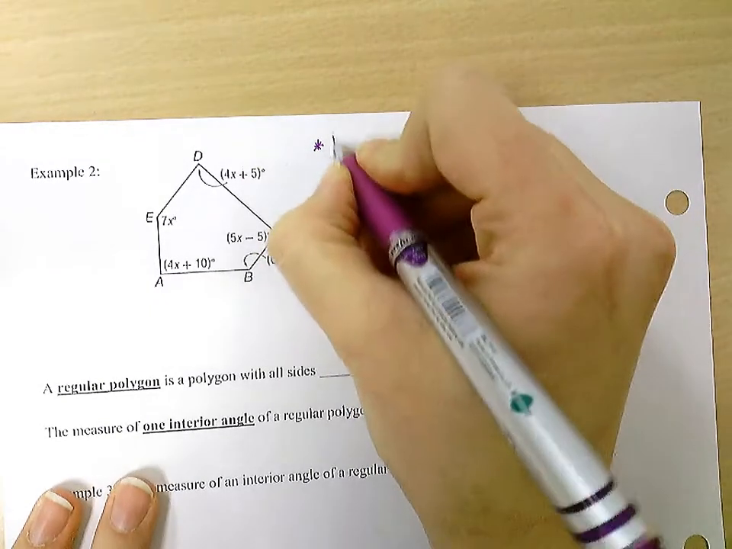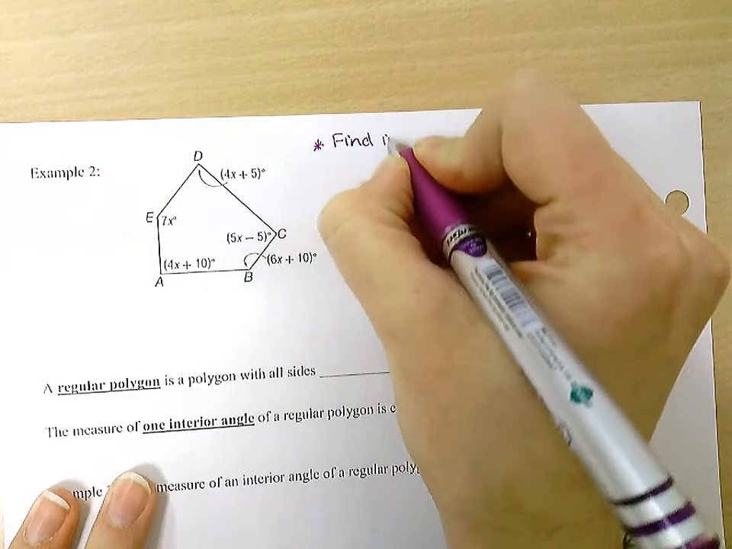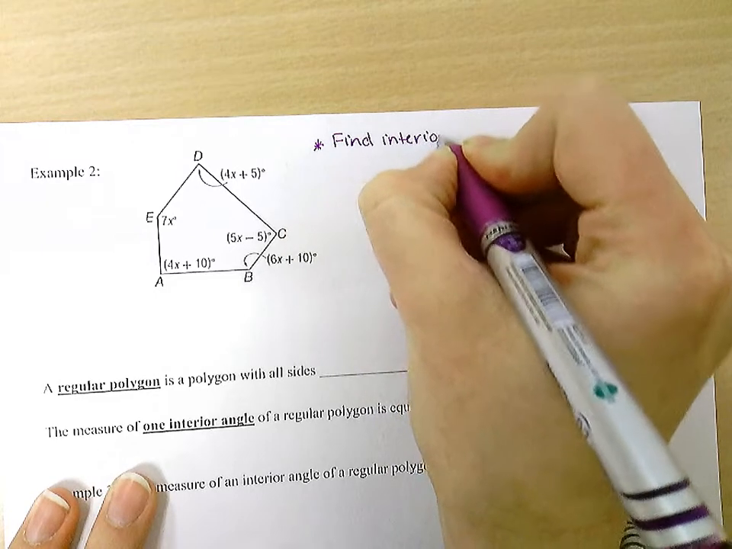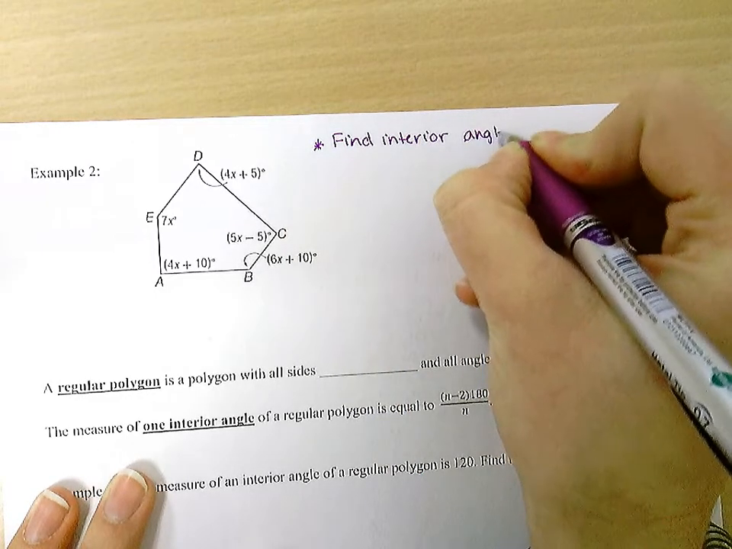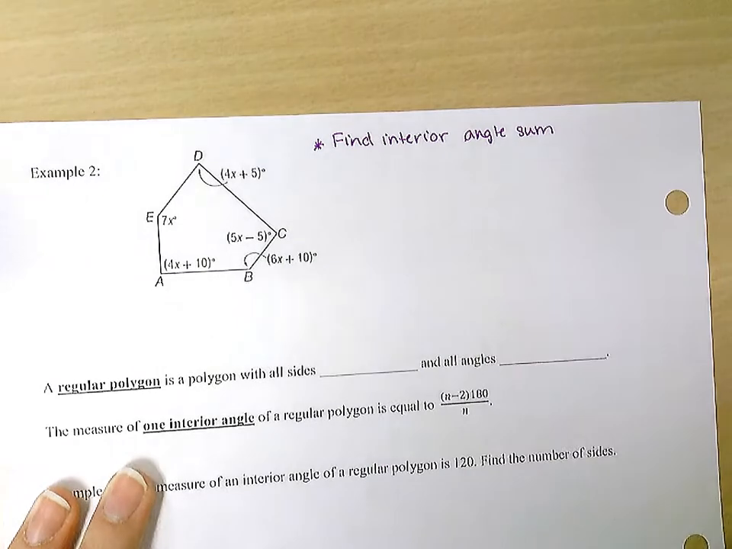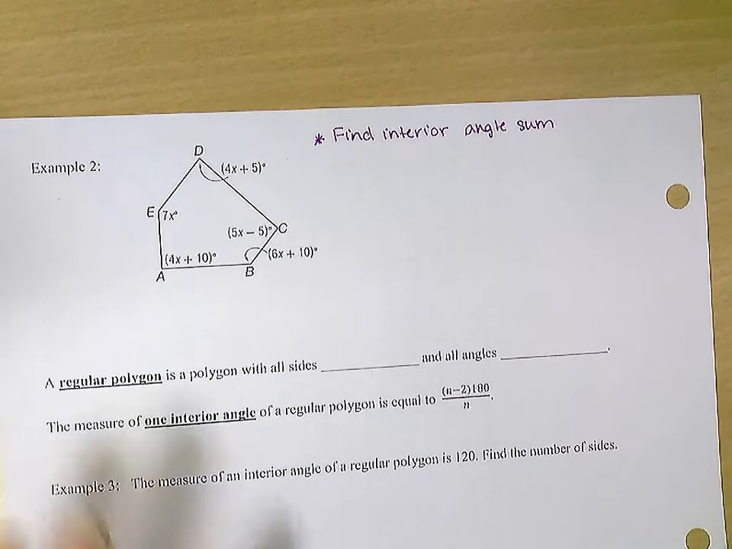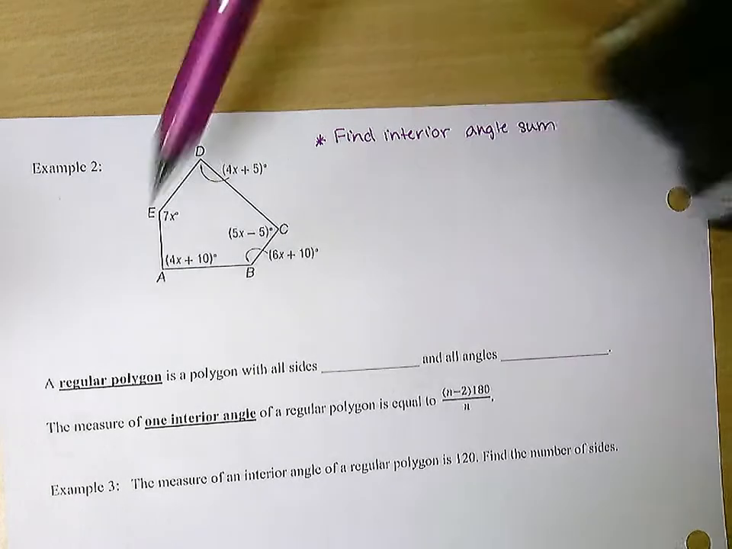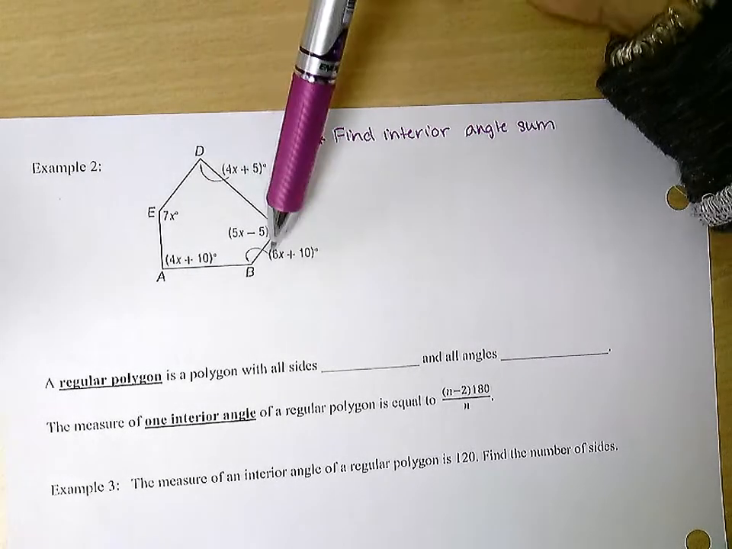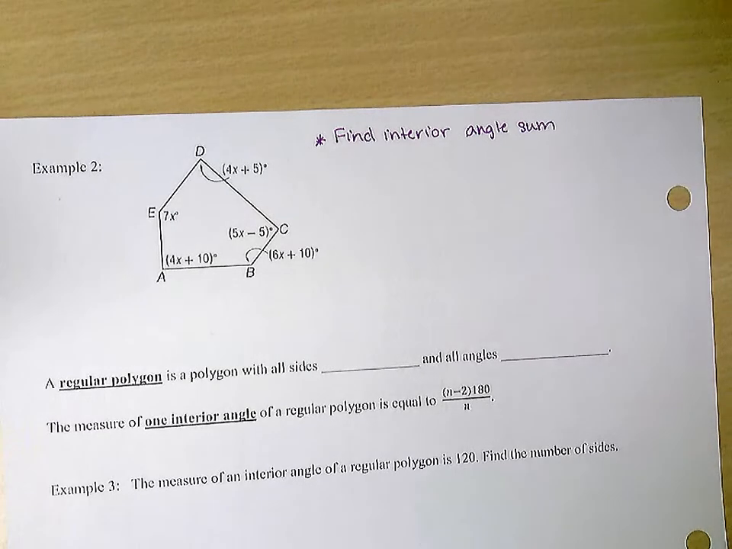You see that? So I first have to find the interior angle sum, which is what we just did on the front. So I need to know how many sides are in this figure. Okay, so I have 1, 2, 3, 4, 5 sides.